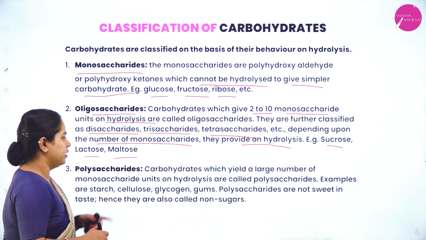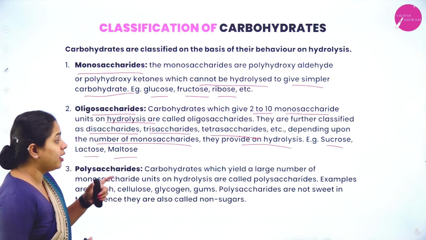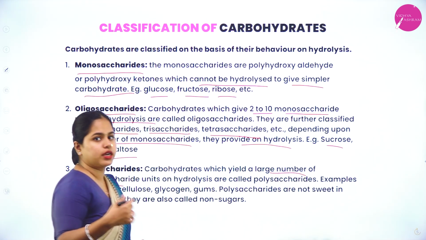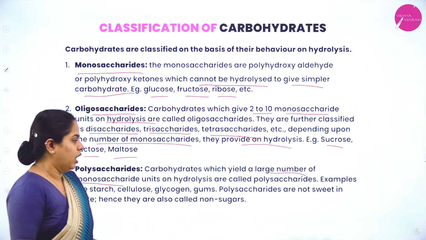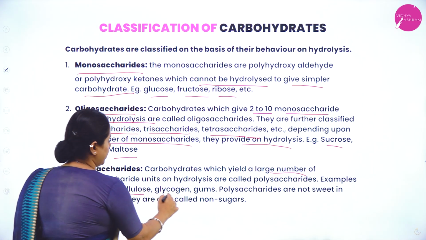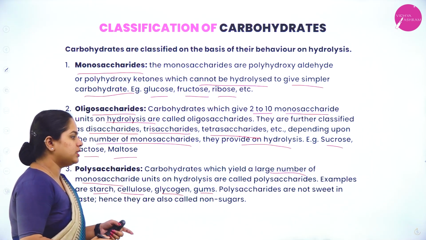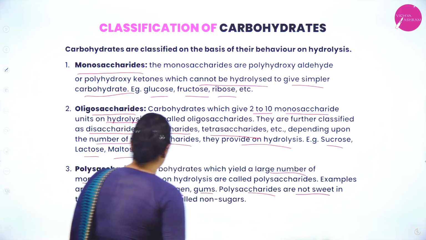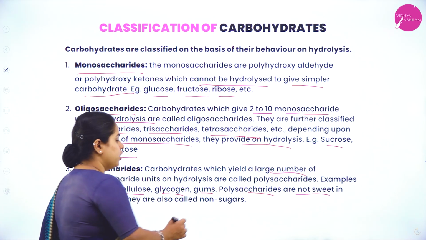Now polysaccharides are carbohydrates which yield a large number of monosaccharides, okay? That is, more than 10 monosaccharide units will be formed when it undergoes hydrolysis. Right, and examples are starch, cellulose, glycogen, gums, etc. Polysaccharides are not sweet in taste. Okay, they are not sweet in taste, hence they are also called non-sugars.